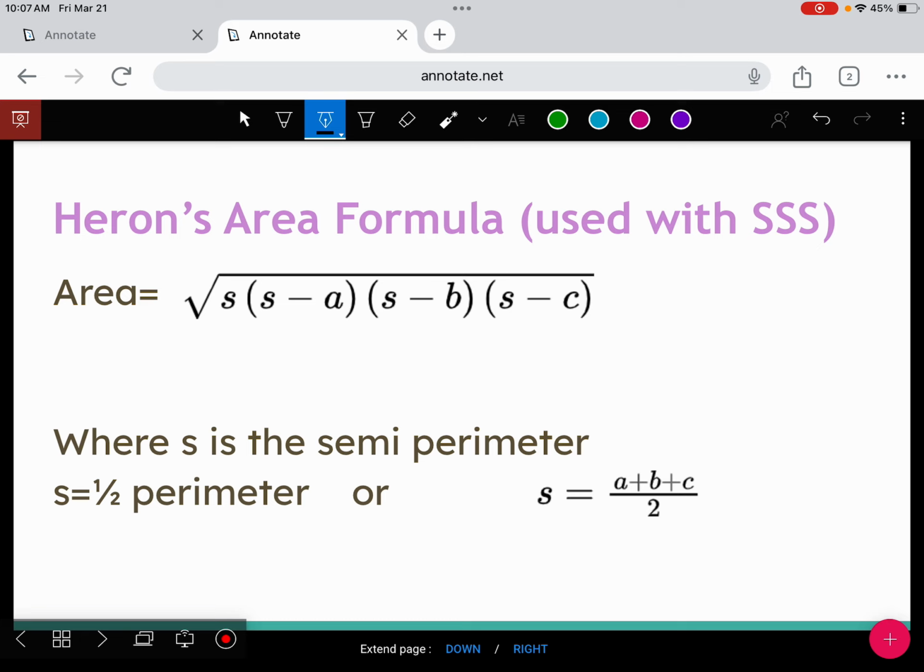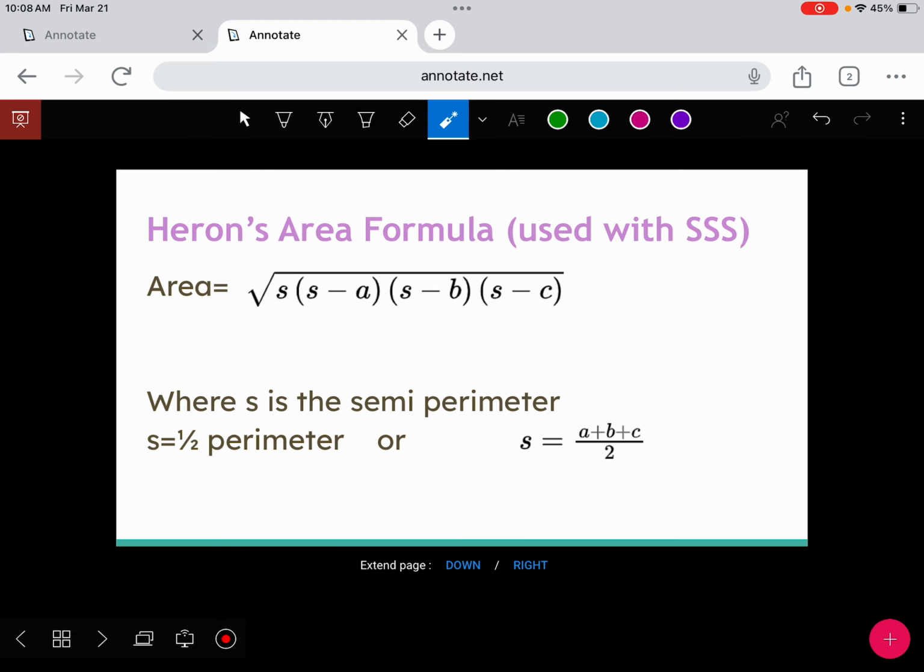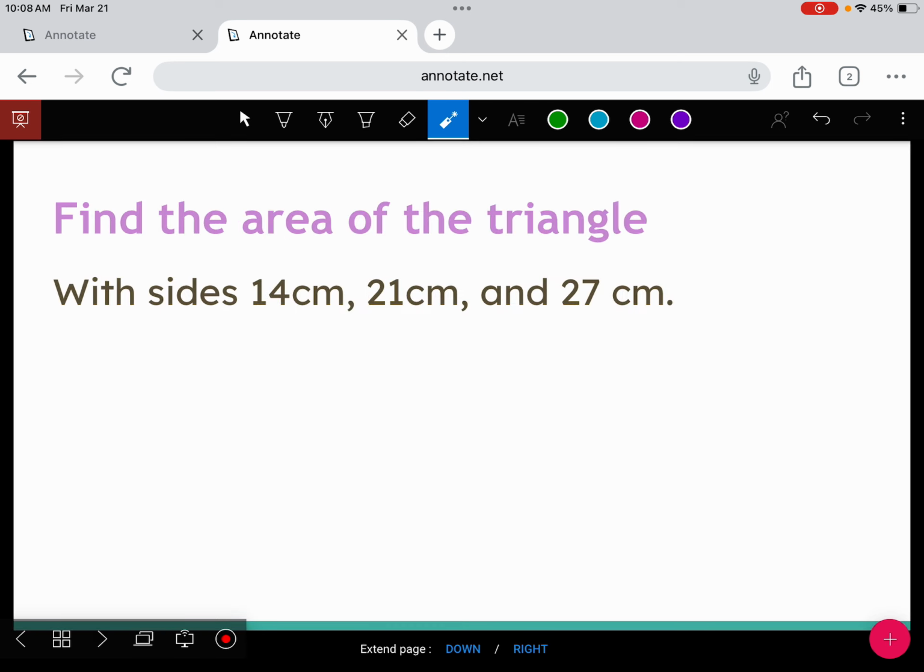Okay, so to find our semi-perimeter, all we do is add up all of our sides and divide by 2. That's what the S is. So that's the piece we're going to find first. All of these pieces are the difference between this S and each of the sides. So we're going to have S times the difference between these. All of these are multiplied together. So we're going to try this. I'm going to give us three sides. So we don't even need to draw the triangle. You can if you want to, but you don't need to.